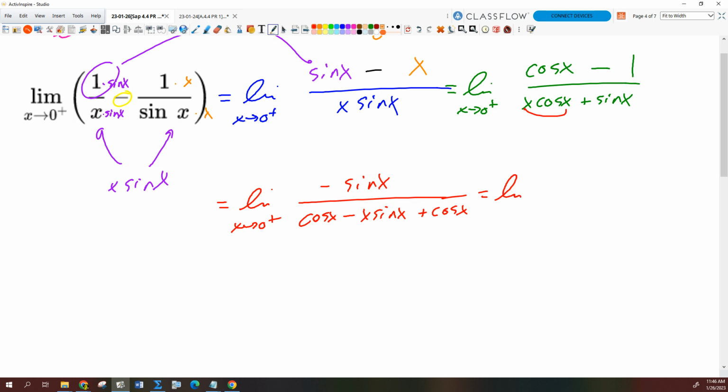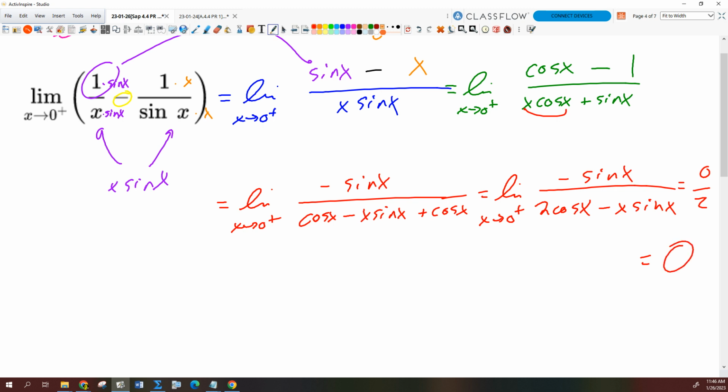I could write that as the limit of negative sine x over 2 cosine x minus x sine x. Okay, let's evaluate this one. As x approaches 0 plus, the top becomes 0. Okay, bottom though is going to become 2 minus 0, right? Great. Okay, so I'm getting 0 over 2, which is what? 0. Done. Okay.